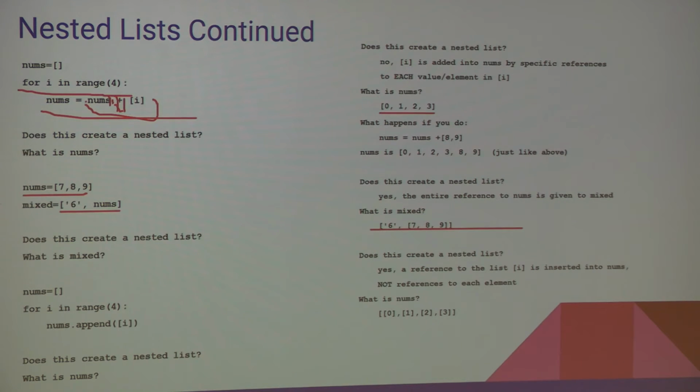You see this? Nums is this. For i in nums range, append this whole thing. Does this create a nested list? Yes. A reference to the list at i is inserted into nums, not the reference for each element. What is nums then? Nums is basically exactly what is on the board right now.